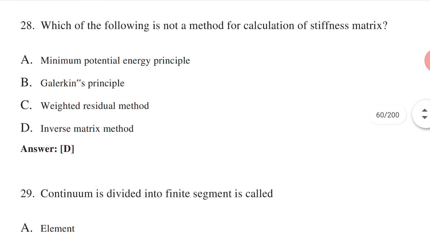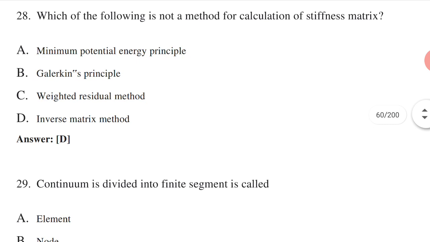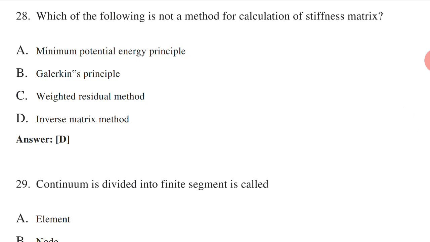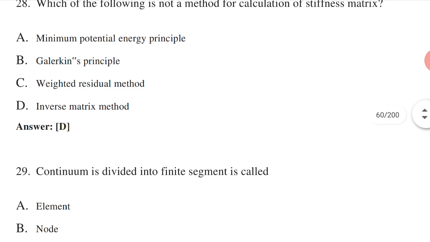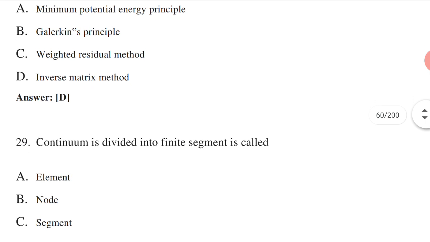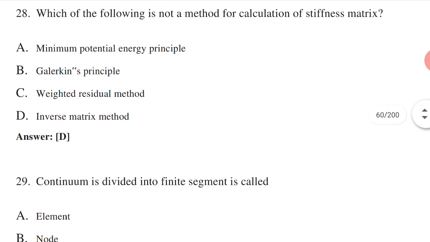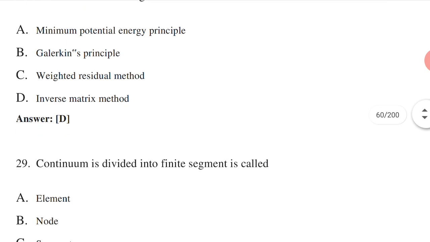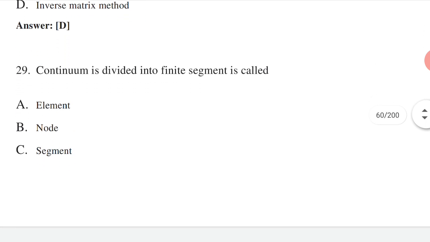Then we can see which of the following is not a method of calculation of the stiffness matrix. So we know that there are three methods generally used for calculation of the stiffness matrix in FEM. First is the minimum potential energy principle, then Galerkin's method, then the weighted residual method. Others are also available, but these three we generally use, and the inverse matrix method is not a useful method for calculation of the stiffness matrix. So the answer is D, that is inverse matrix method.